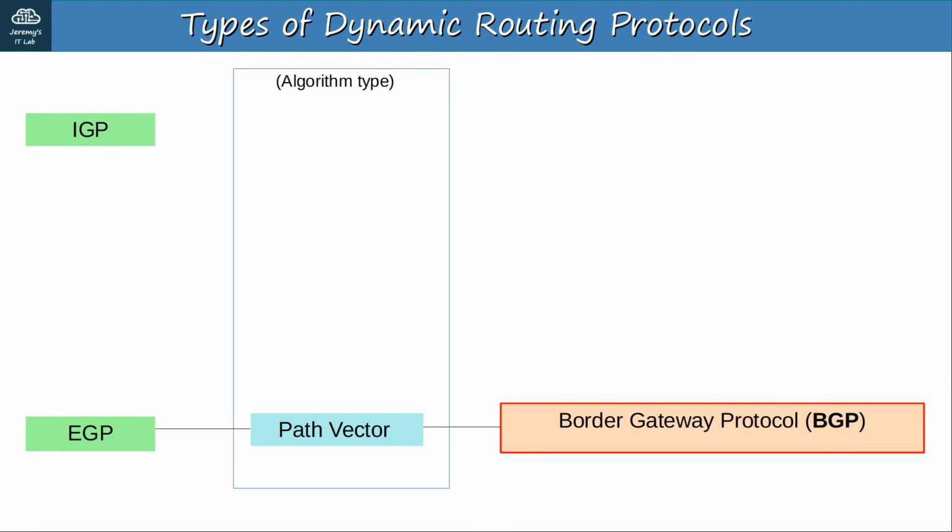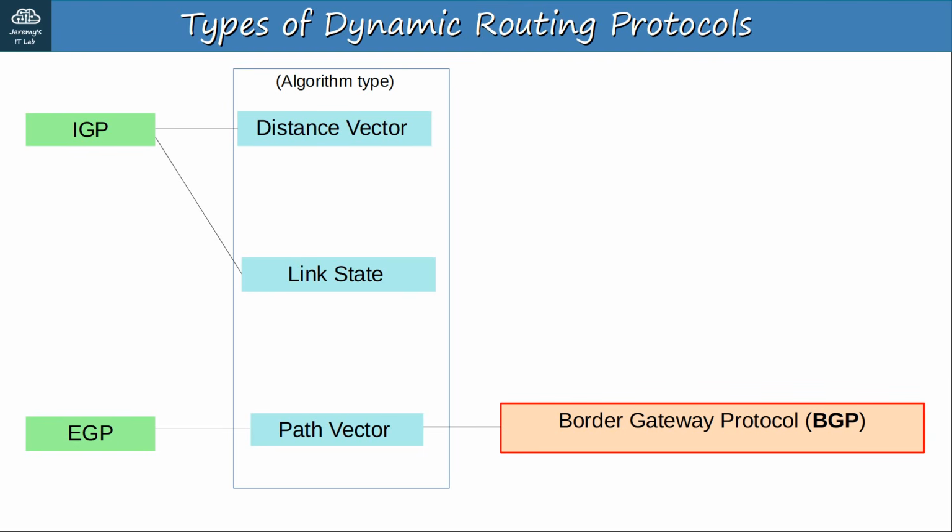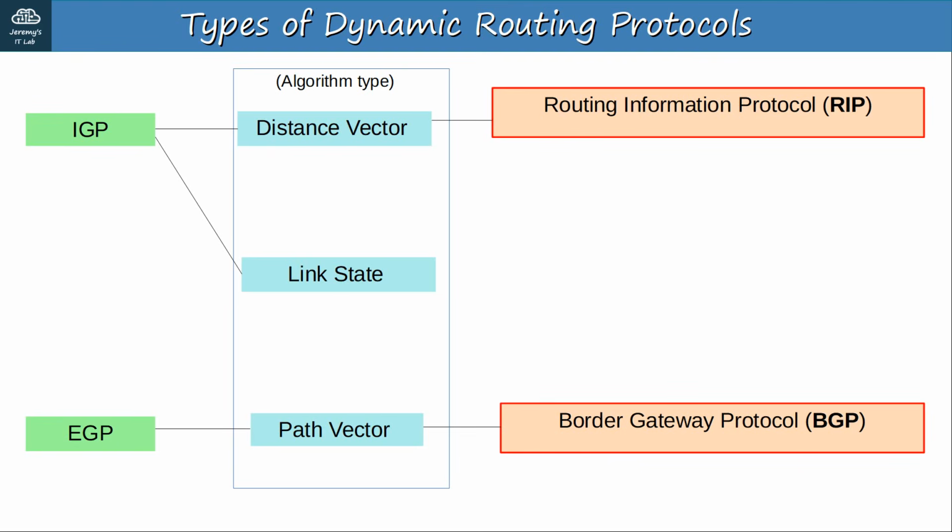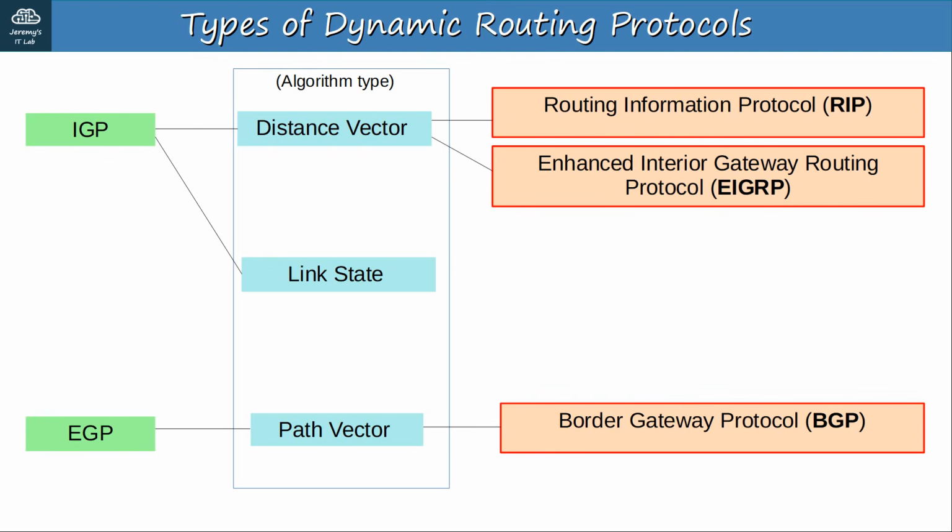Now, IGPs have two algorithm types, distance vector and link state. I'll repeat, when I say algorithm, I mean the processes each protocol uses to share route information and choose the best route to each destination. All routing protocols have the same goal. That is what I just said, to share route information and select the best route to each destination. However, the algorithm used to do so is different for each routing protocol. There are two distance vector protocols, RIP, the Routing Information Protocol, and EIGRP, the Enhanced Interior Gateway Routing Protocol.